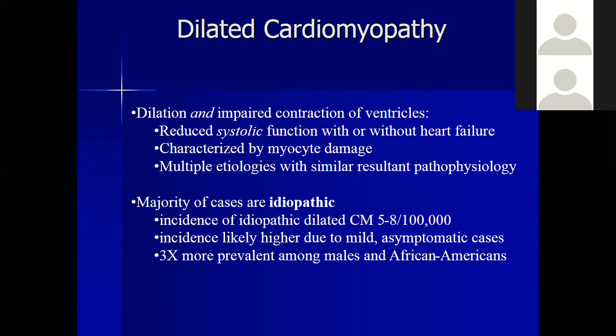The majority of cases, you can say 90%, are idiopathic, that means no known cause. Incidence is usually higher in mild and asymptomatic cases. For years, nobody knows that the patient has a cardiomyopathy. When they come at the age of their 50s, suddenly they do an echo and find that they have a cardiomyopathy.